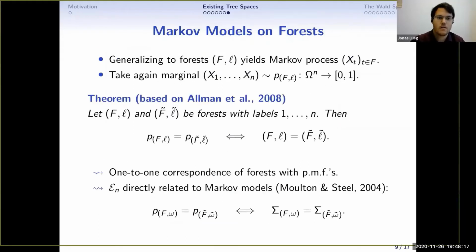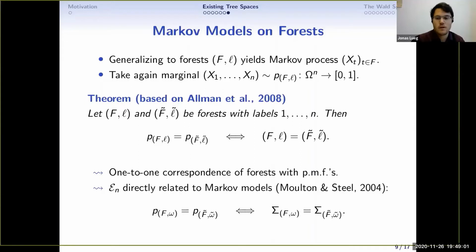All right. You can generalize this to forests by defining a Markov process on a forest, saying that two random variables on different components in the same forest are independent of each other. And you can take again, in the same way, the marginal distribution at the labels. And there's a theorem based on Allman et al. 2008, where you find that this is identifiable. So you have a one-to-one correspondence between forests and the respective probability mass functions that we've constructed in this way, where we took the marginal at the labels.